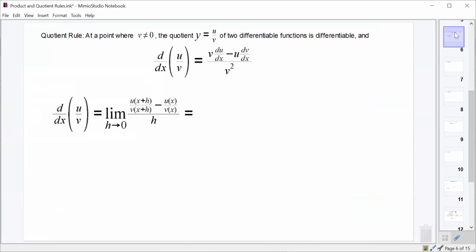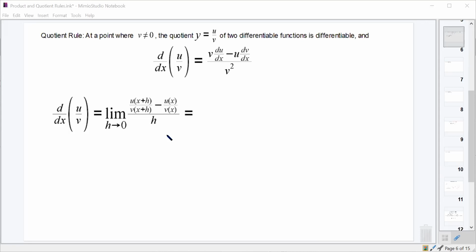All right. The next rule that we're going to learn is the quotient rule. Quotient rule is for finding a derivative of one function divided by another function. So if I have u divided by v and I try to write it out as a difference quotient, that would be u of x plus h over v of x plus h minus u of x over v of x, all over h. Would you all agree with that?